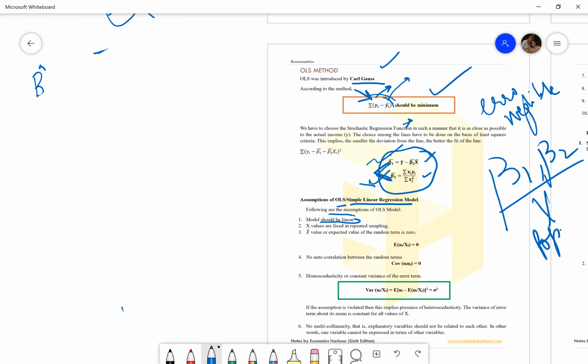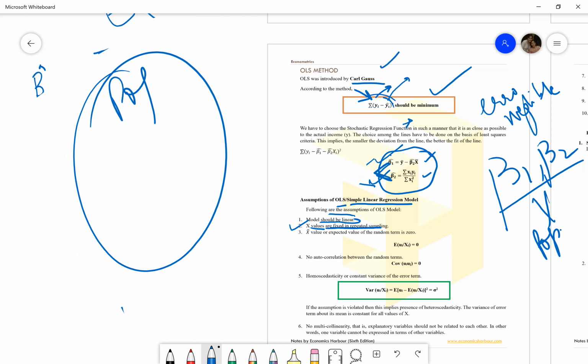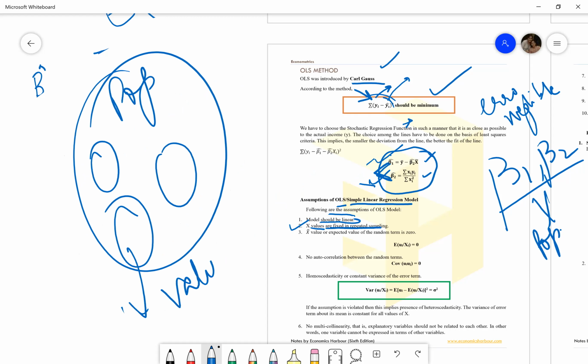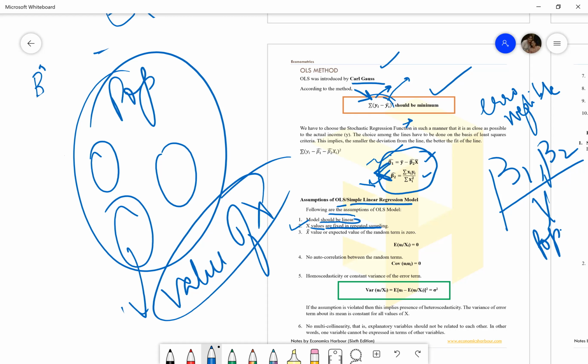And then the values of x are fixed in repeated sampling, in the sense that your values of x will not fluctuate drastically when you choose different samples from a population. The value of x will not change drastically. It will not be affected much. There won't be much variation in different samples from the same population.